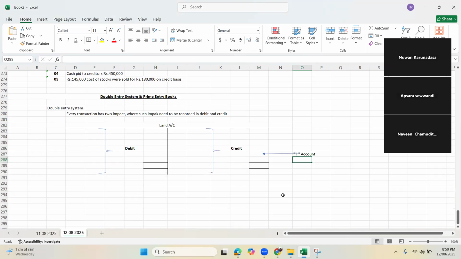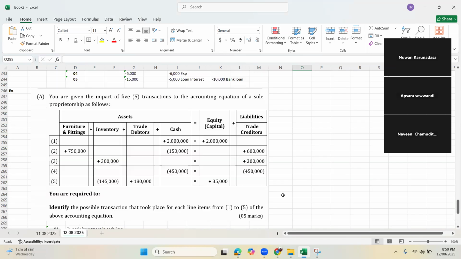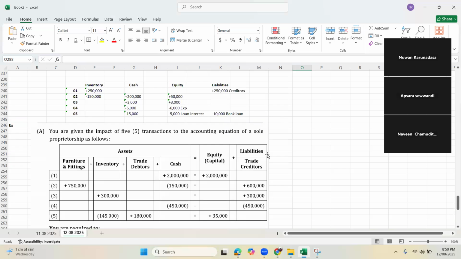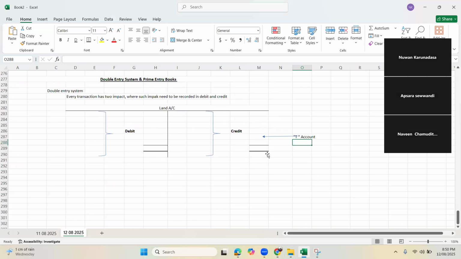Right. For example, even in the accounting equation we learned, in every transaction there is a two-way impact. That two-way impact may be asset and liability, liability and equity, or a mix of them. Those impacts you need to write in two places. One as the debit, and in another place as what? Credit. Right? We'll learn the double entry system in detail.